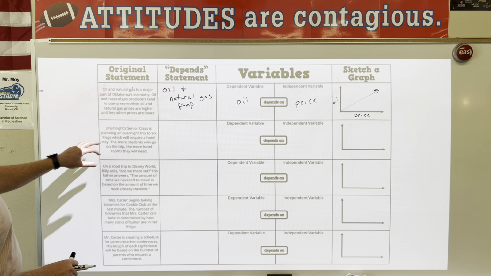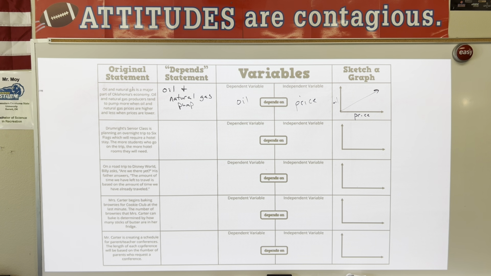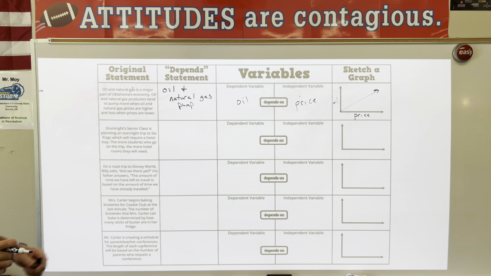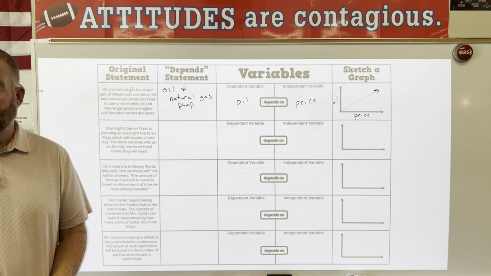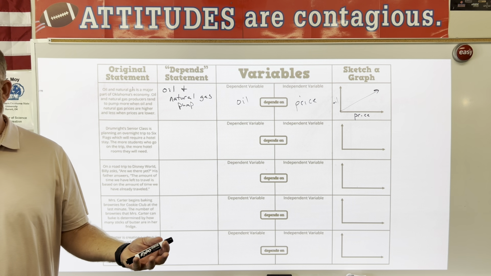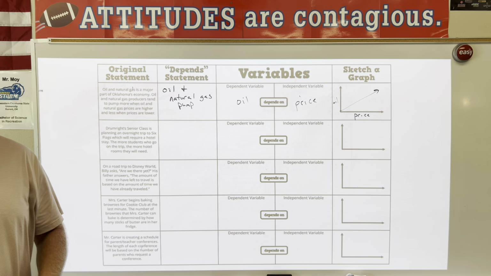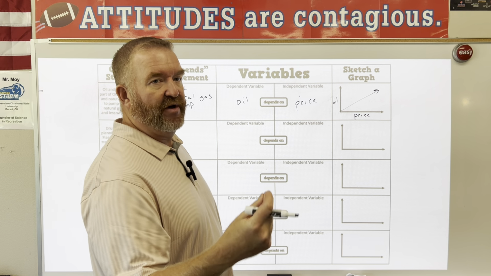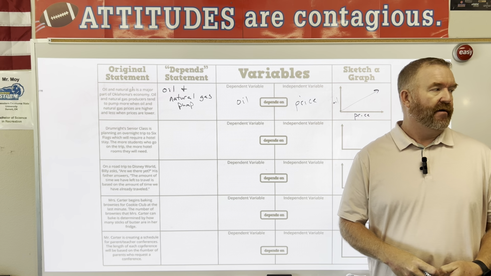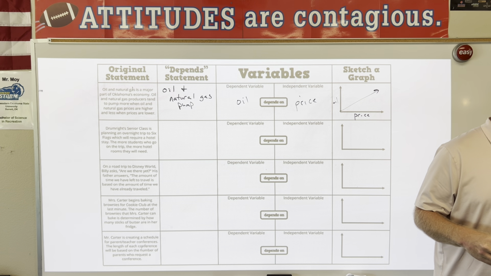So here we go. The senior class is planning an overnight trip to Six Flags, which will require a hotel room. You're going to have to get hotels. The more students who go on the trip, the more what? Hotels you're going to need. With your neighbor, with the person next to you, I want you to talk about which one is independent, which one is dependent. Go. Talk with your neighbor. Don't do it by yourself. Talk.